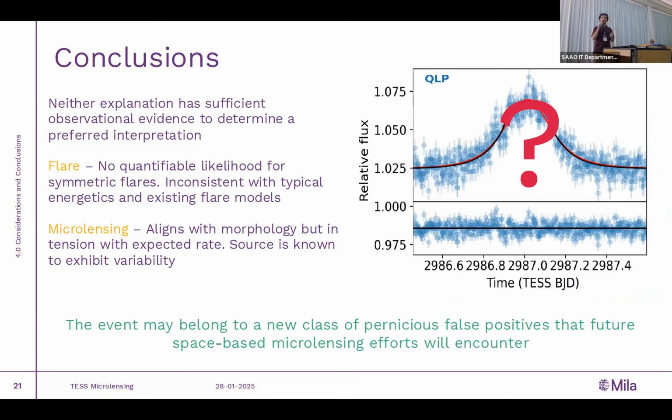And so on the flare side, we don't have a likelihood we can evaluate. And at the very least, these events are incredibly rare because they are not well cataloged, at least ones that are consistent with the morphology of microlensing. And on the microlensing side, the morphology is good, but it is definitely in tension with the expected rate of events. And the source is known to exhibit variability, meaning we should be extremely cautious.